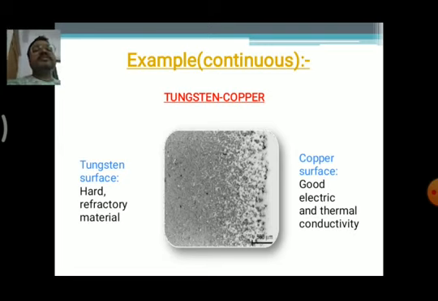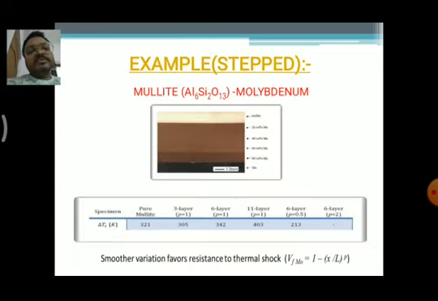On the left side of the picture, we have seen the tungsten surface, which is somewhat darkish in color, and going through the phases it is reduced, and the copper surface is exhibited in the final surface of the continuous gradient. So this is the basic example of the continuous gradient. And next is the example for stepped gradient FGM. We are taking mullite molybdenum here. Aluminum silicon oxide is the combination that makes mullite.